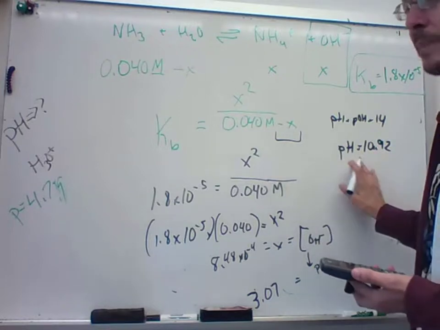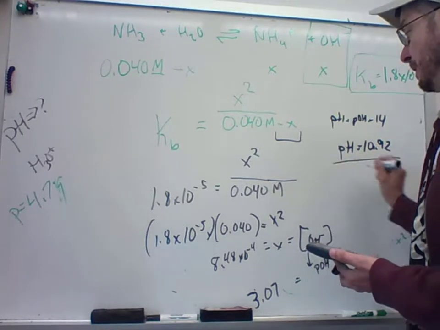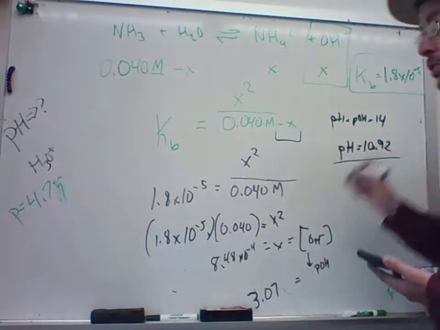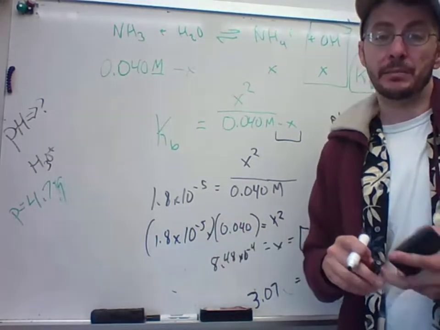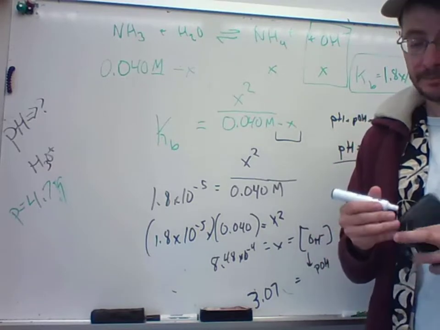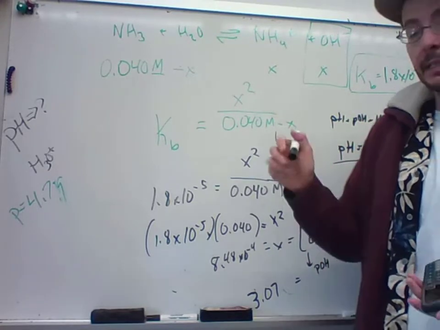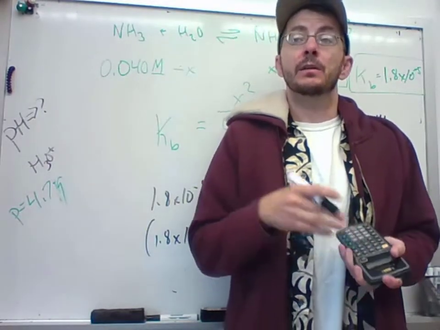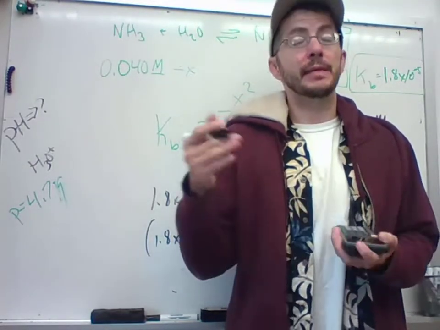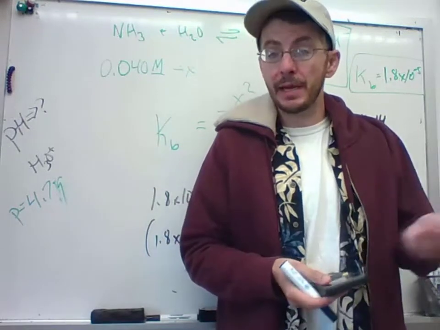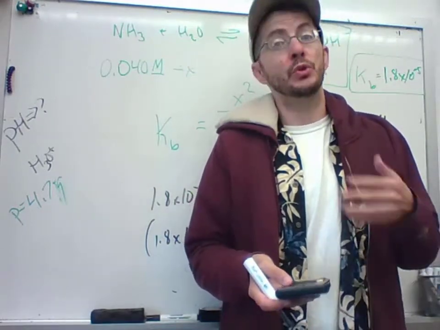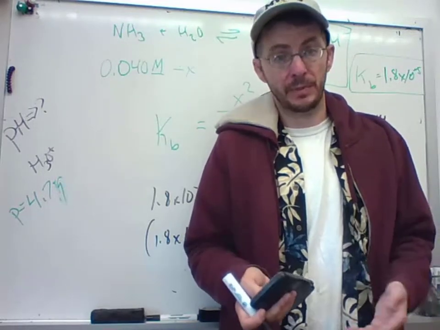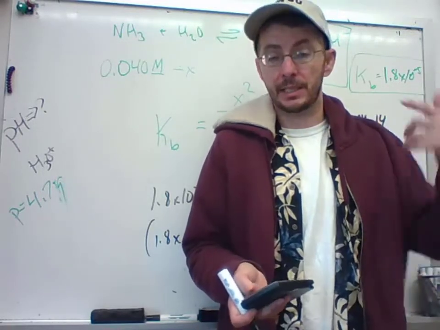Which makes sense. This is a base. This is a weak base. Because it's a weak base, the solution should be basic. 10.9 is a basic pH. Given any weak acid and the concentration, you should be able to calculate the pH. Given any weak base and the concentration, you should be able to calculate the pH. Or some surrogate for pH: hydronium ion, hydroxide ion, or what have you.